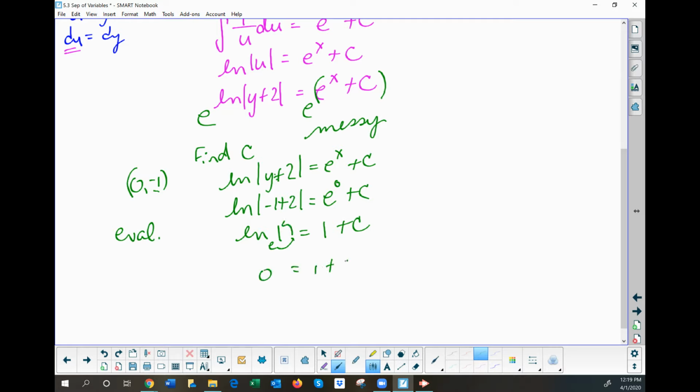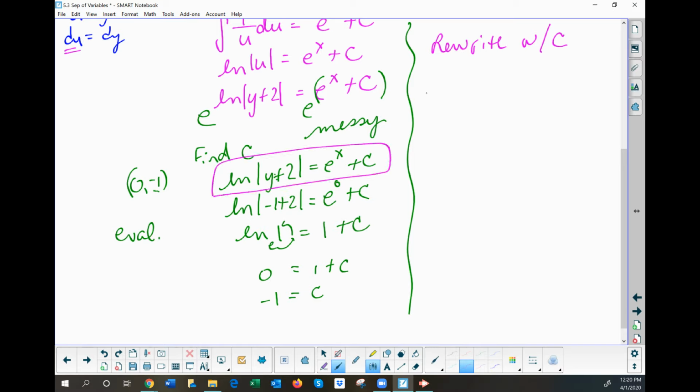Let's rewrite with our c. And that gives me an equation. I'm going to modify off of this one. Natural log absolute value y plus 2 equals e to the x minus 1. Now, the only choice I have really is to push through and get rid of the natural log, which I'm going to introduce the e on that. And that's going to leave me a y plus 2. I know that this expression will be positive, so I'm going to let my absolute values disappear, and I'll have e to the x minus 1.